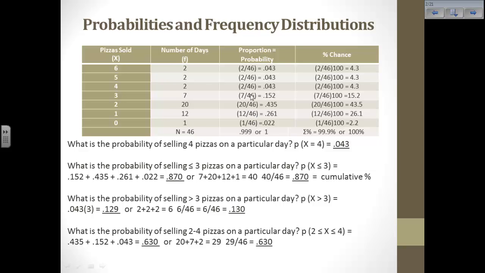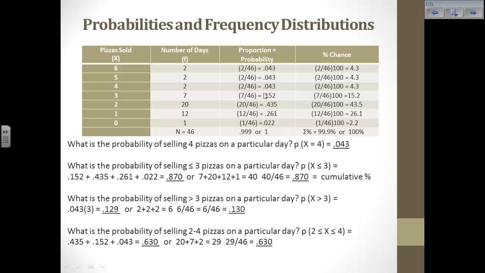When you look at calculating probabilities, which remember is the same thing as a proportion, you just take how many times that specific outcome occurred, and divide it by the total number of outcomes that you measured. So to find the proportion of days that we sold 6 pizzas, or the probability of selling 6 pizzas based on this data, you just take 2, the number of days that 6 pizzas were sold, and divide it by the total number of days to get the probability or the proportion. And you just do that all the way down.